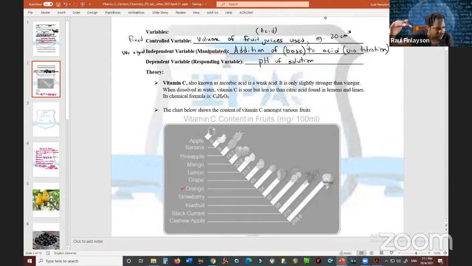Remember, bases have a higher pH, acids have a low pH. So when we add the base to the acid, there will be a change in the pH. Everybody understand that? Yes, sir.